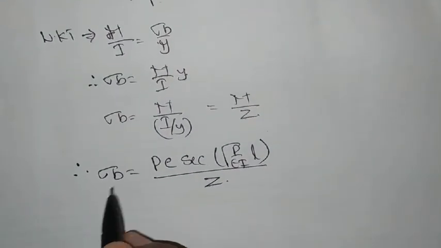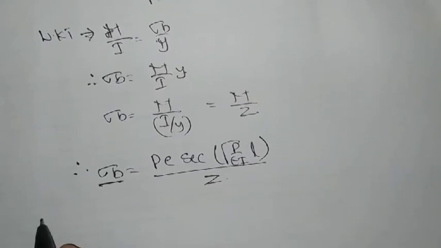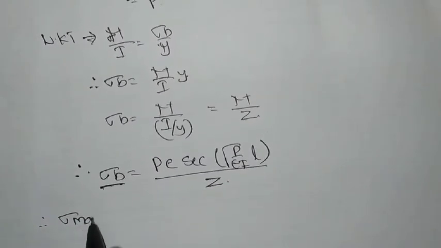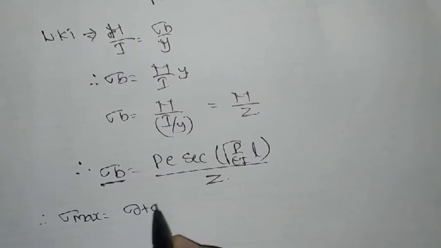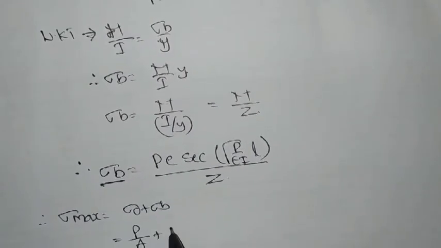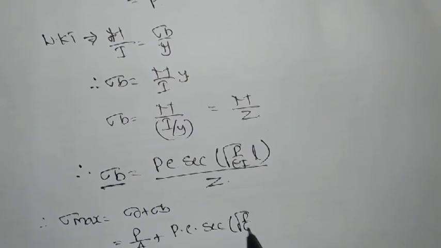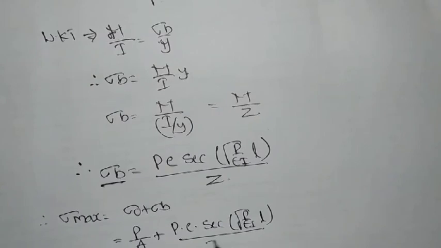So now the bending stress we have found, and the direct stress sigma naught we have found. Therefore sigma max is equal to sigma naught plus sigma b, whereas sigma naught, the direct stress, is equal to P by A, and sigma b is equal to P into e into secant of root P by EI into L, divided by Z.